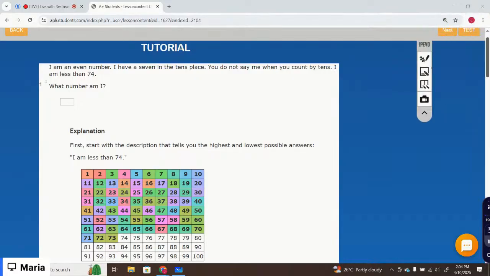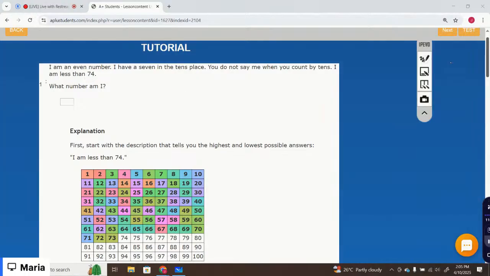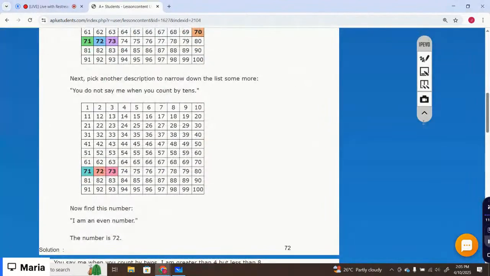Okay. So I am an even number. I have a 7 at the tens place. You do not say me when you count by tens. I am less than 74. So an even number, 7 at the tens place, that is 71, 72, and 73. These are the three numbers that are less than 74. Now you have to say which even number it is. The even number is 72. So that means the only number is 72.